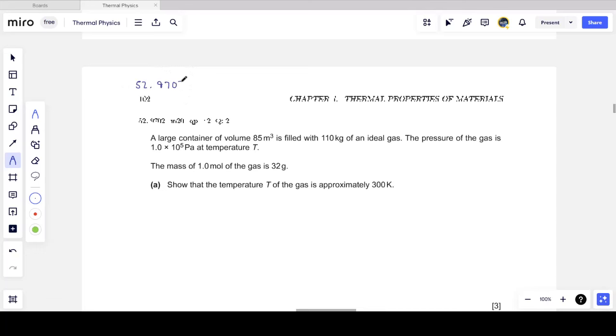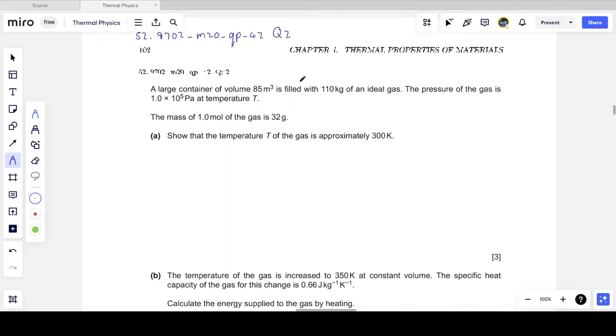The next question is number 52. This is from the March 2020 exam. This is question paper 4, variant 2, and this is question 2 from that paper. We are told that a large container of volume 85 cubic meters is filled with 110 kg of an ideal gas. The pressure of the gas is 1 times 10 to the 5 pascals, and the mass of 1 mole of the gas is 32 grams. Show that the temperature is approximately 300 Kelvin.